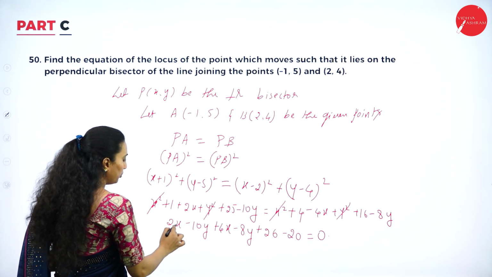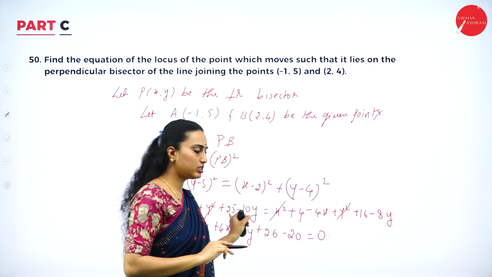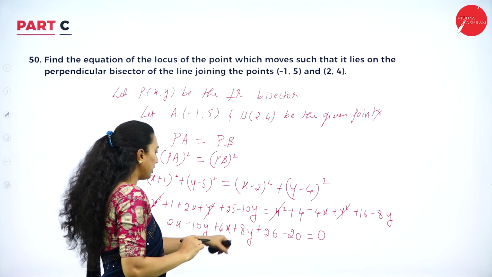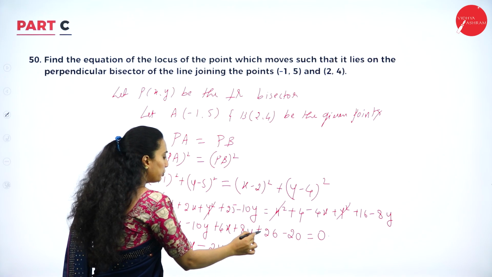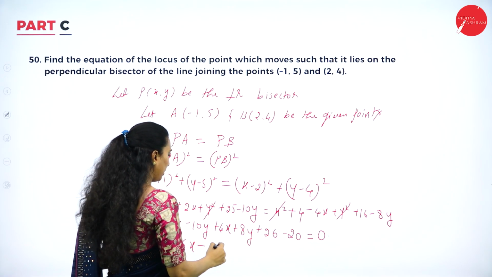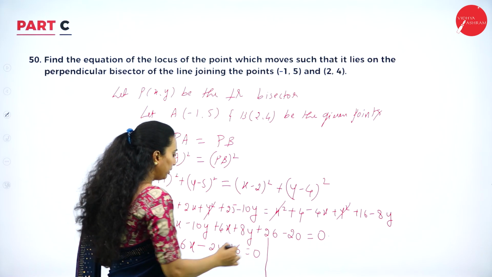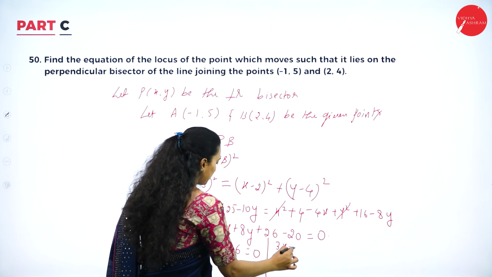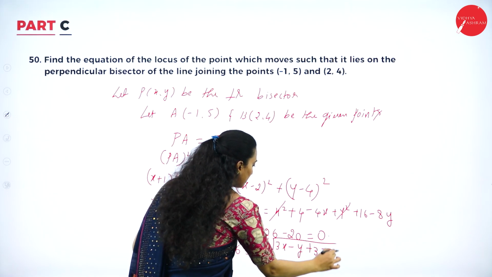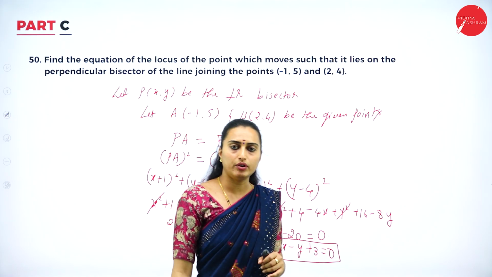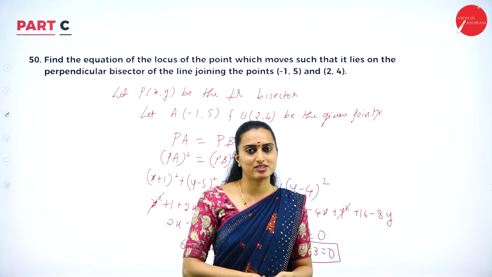Now you have 2x plus 4x is 6x. Minus 8y comes to this side and becomes plus 8y. Minus 10y plus 8y is minus 2y. Again 26 minus 20 is plus 6 equal to 0. Now you can divide throughout by 2, which gives you 3x minus y plus 3 equal to 0, and this is the final equation you are going to get. And this is how the procedure will go, dear students.